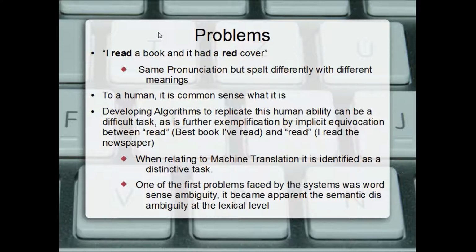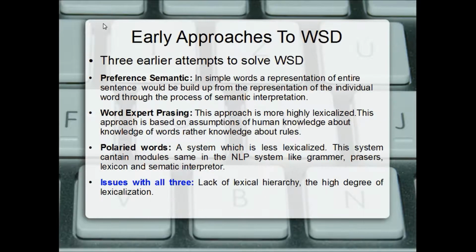When relating to machine translation, it is identified as a distinctive task, and one of the first problems faced by the system was word sense ambiguity. It became apparent that semantic disambiguation at a lexical level was needed. Early approaches to word sense disambiguation: there were three early attempts to solve word sense disambiguation.